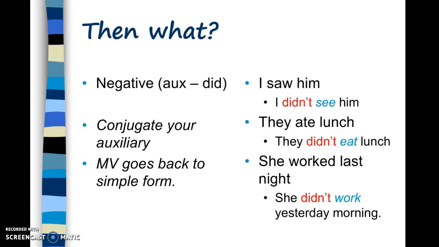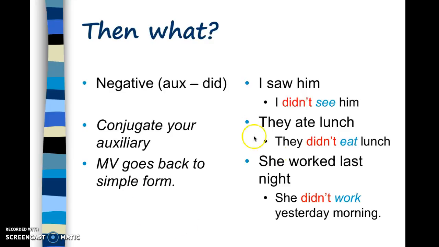For negatives with simple past, your auxiliary is going to be the verb do in the past, which becomes did, unless, of course, you're working with the verb to be, but I'll explain that also. And I think there are examples in your book. Next, you're going to conjugate your auxiliary, and then your main verb goes back to the simple form, or what we call the base form.